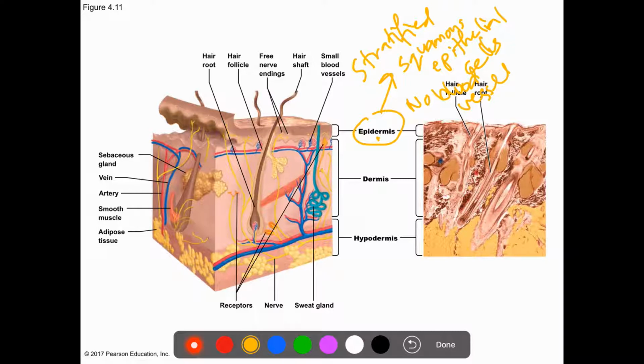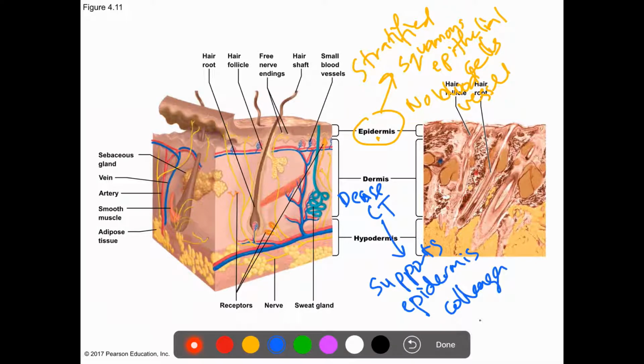Whereas for the dermis, it's a dense connective tissue, and it supports the epidermis, and contains some collagen and elastic fibers. And it contains several types of cells. We are going to see them.